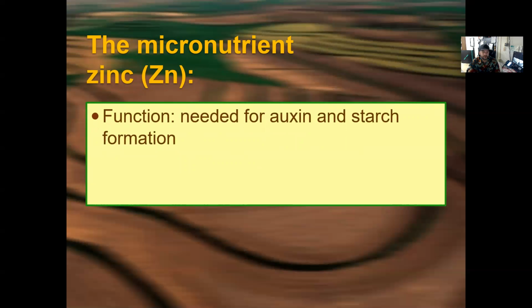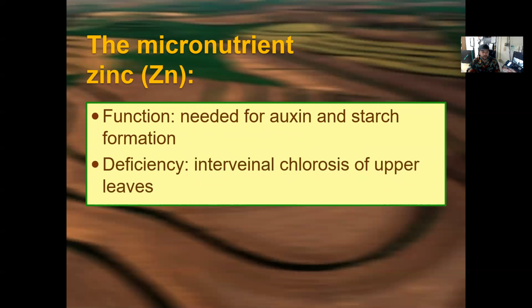Zinc, needed for oxidant and starch formation. The deficiency would turn into intervenal chlorosis of upper leaves. So you won't have to go under, you'll definitely see it from the upper leaf or the upper layer of your leaves.